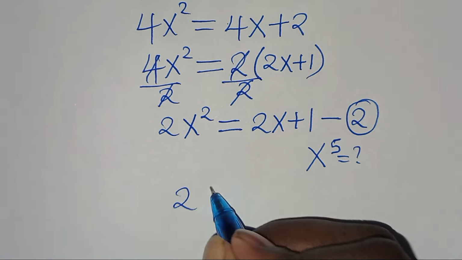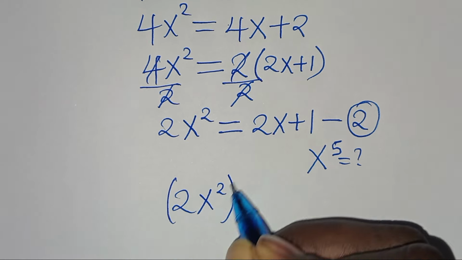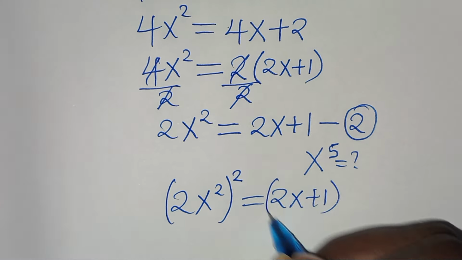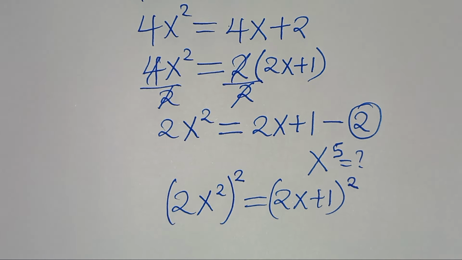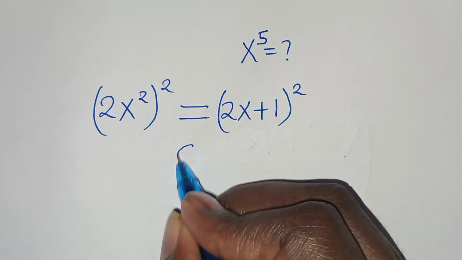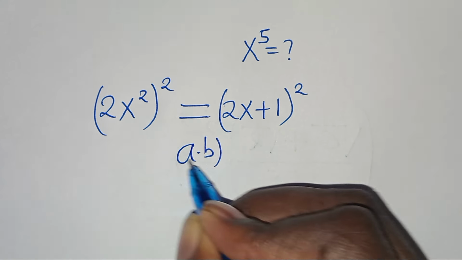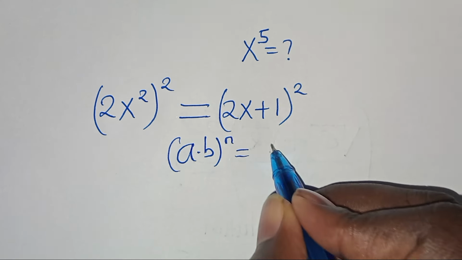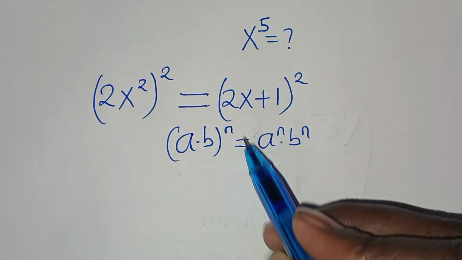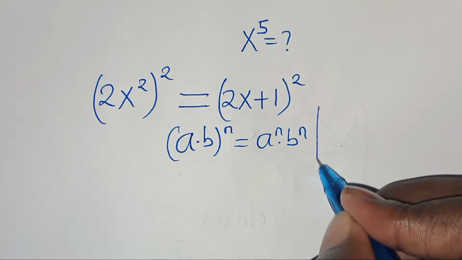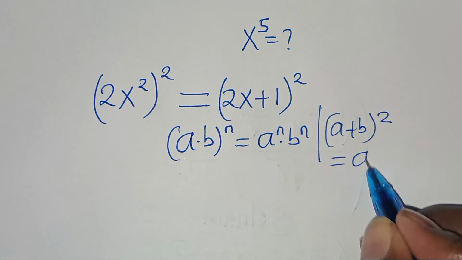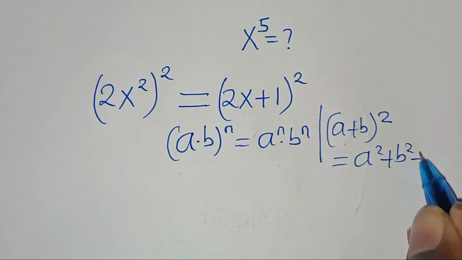So we have 2x to the power of 2 raised to the power of 2, which is equal to 2x plus 1, this raised to the power of 2. So we have that 2x squared to the power of 2. This is in the form of a multiplied by b raised to the power of n, which we can express as a to the power of n multiplied by b to the power of n. And we have that 2x plus 1 to the power of 2. This is in the form of a plus b raised to the power of 2, which we can express as a squared plus b squared plus 2ab.